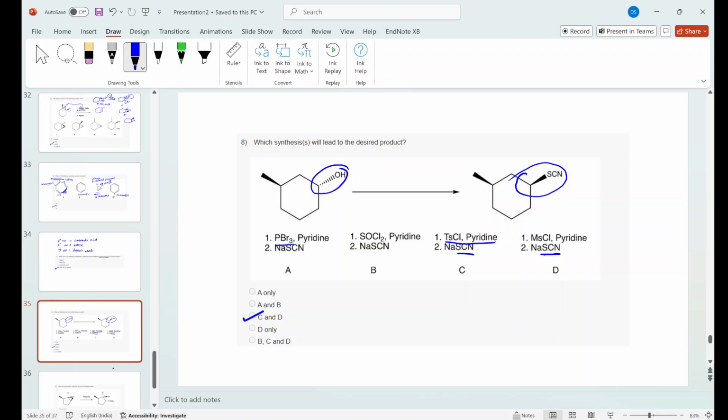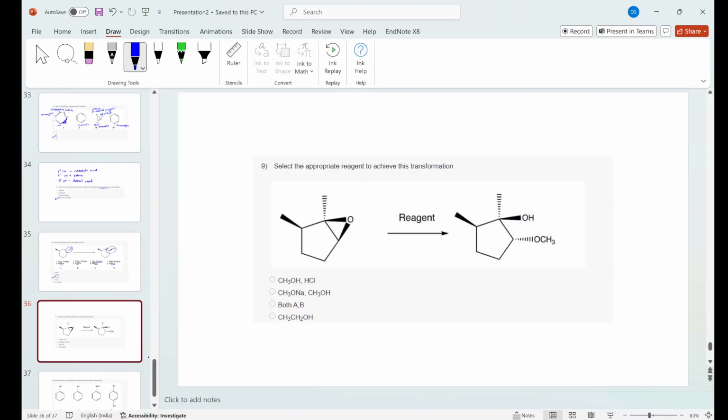For A, PBr3, initially it will go to the other side, and when you are attacking with another nucleophile, it will come to the same side. So at the end, you will have both on the same side. Same for this one also. So these two cannot be the right option.